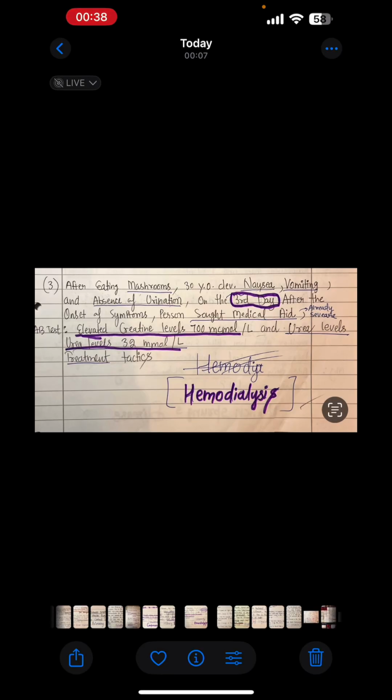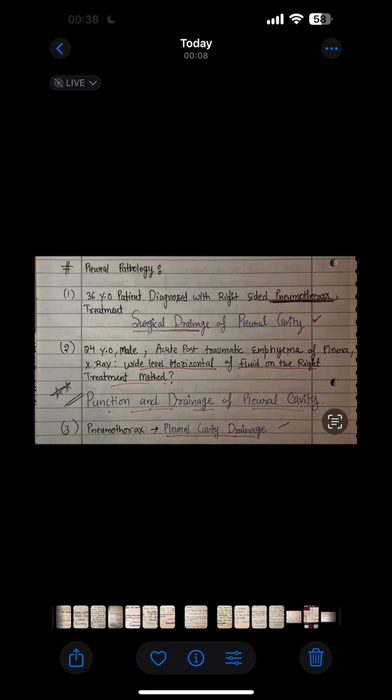Treatment tactics: sir, send the patient for hemodialysis before he dies from more urea deposits. Urea deposits are causing a lot of severe problems in the patient. So send the patient for hemodialysis. And yeah, I hope you understand. Only 3 questions over this portion.